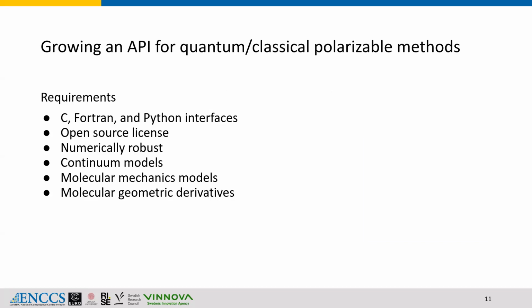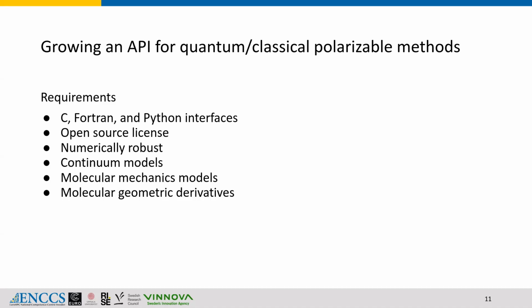So how do I build this library? And most of all, how do I grow an API that respects the three principles that I outlined at the beginning for quantum classical polarizable methods? And now I'm including not only the continuum, but also molecular mechanics methods, and they can be polarizable or non-polarizable, because that in the grander scheme of things is a technicality.